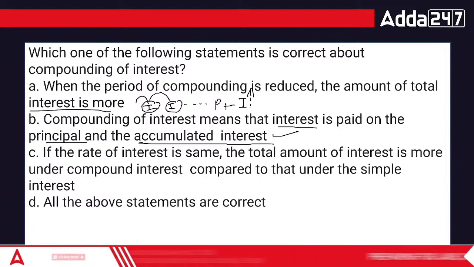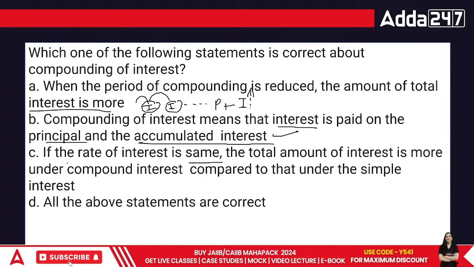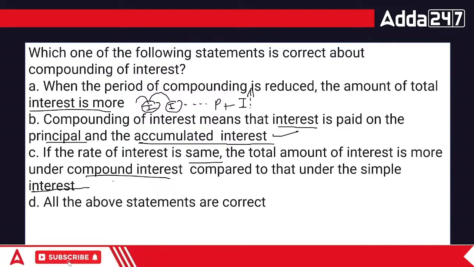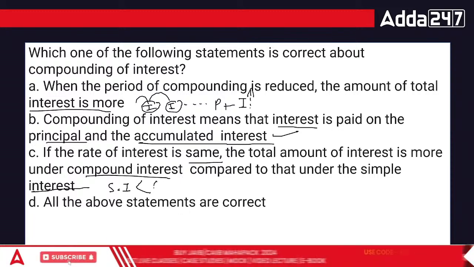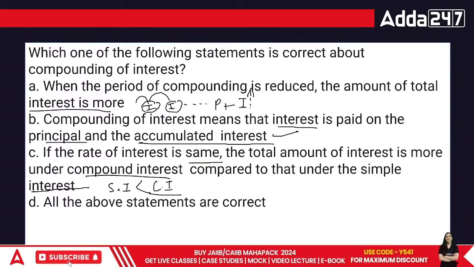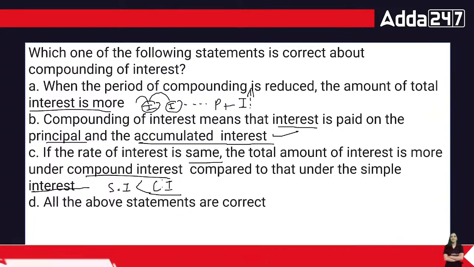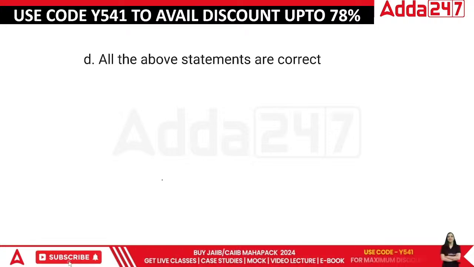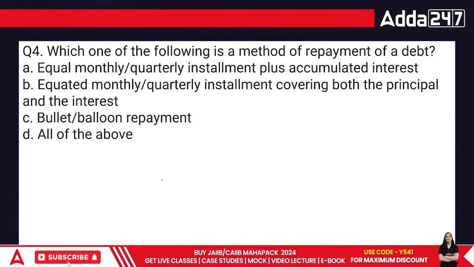If the rate of interest is the same, the total amount of interest is more under compound interest compared to simple interest. We have just talked about this point as well, that simple interest and compound interest have a major difference. So technically all of these statements are absolutely correct. Okay? Next point, everyone.